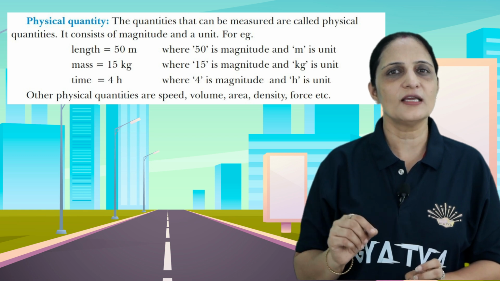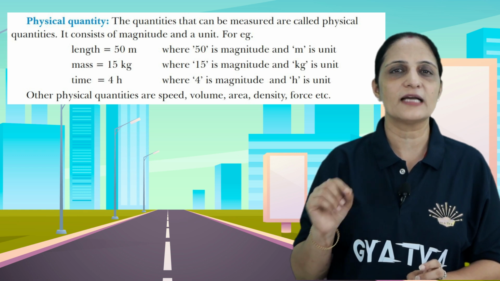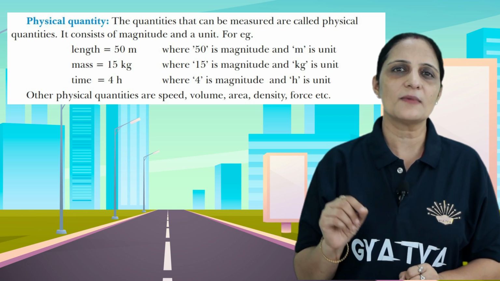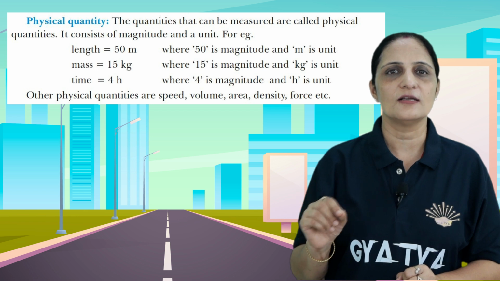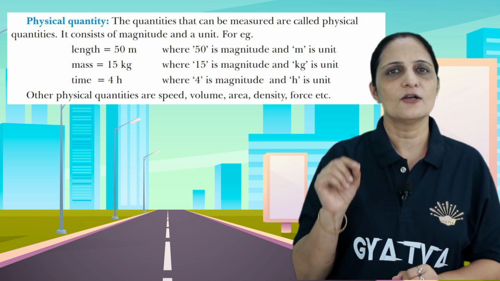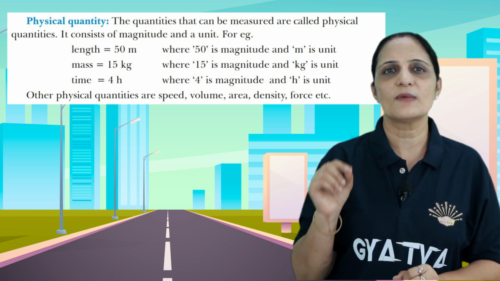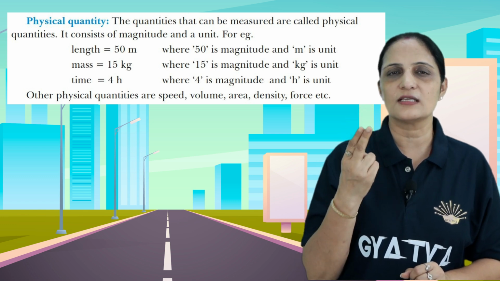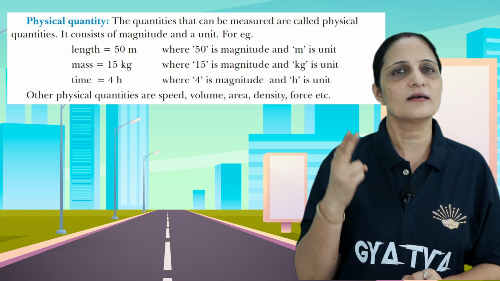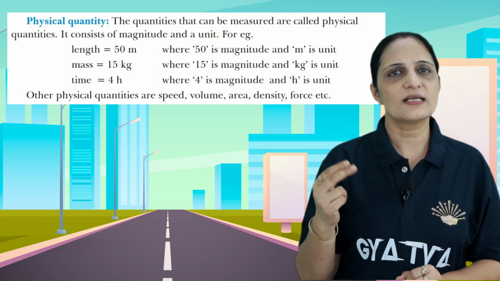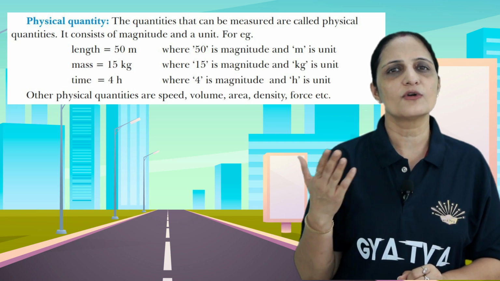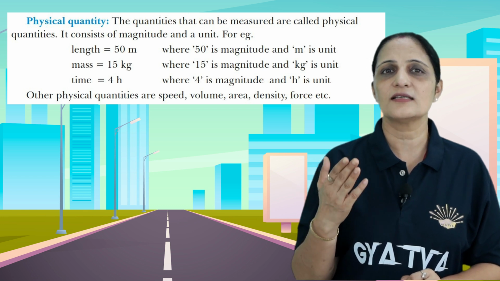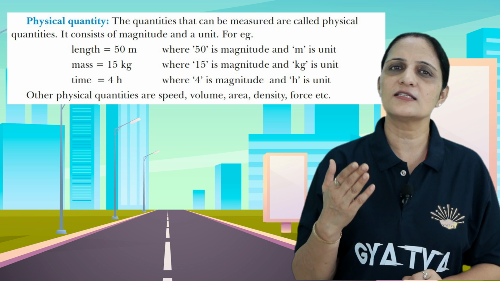So here 50 is the magnitude and m, that stands for meter, that is its unit. For example, we write mass equal to 15 kg. So 15 is the magnitude and kg, that is kilogram, what is it for mass? Unit. So it means a physical quantity consists of two things, a magnitude and a unit. For example, time, we write it as 4 hours. 4 is giving us the magnitude and hour, that is h, that gives us its unit.